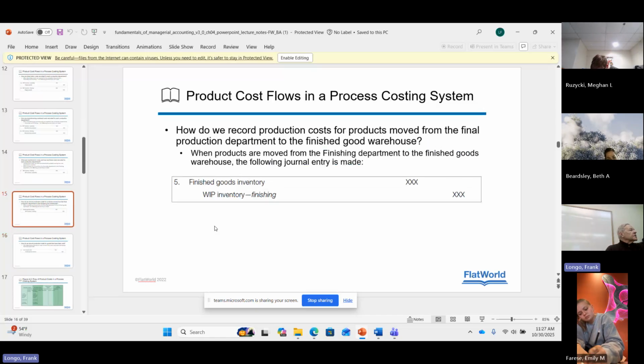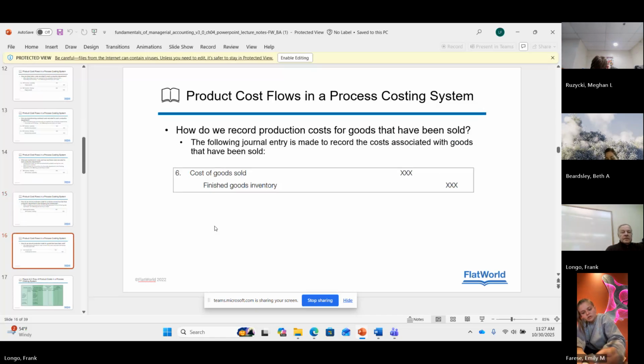When we sell the goods, there's an entry to record the cost of goods. Again, this is the flow of the cost. Those goods were in finished goods inventory. If we sell them, we have to take them out. We credit finished goods inventory, that reduces it. And the account we debit is cost of goods sold. Does anybody remember what kind of account cost of goods sold is?